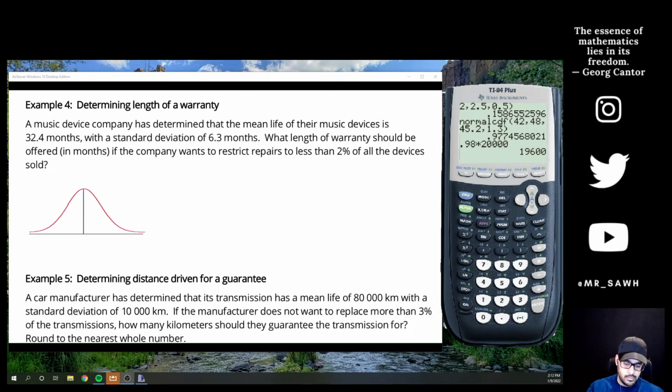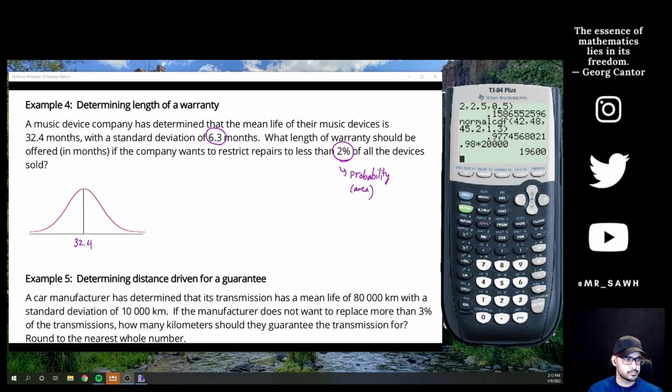So this time, since I have a percentage, that's my probability. In other words, that's the area. So we've got to think about this one a little bit backwards from all the other ones we've done. We'll still add in some numbers here. I know the average is 32.4. I know the deviation is 6.3. So what length of warranty should be offered if they want to restrict repairs to less than 2%?